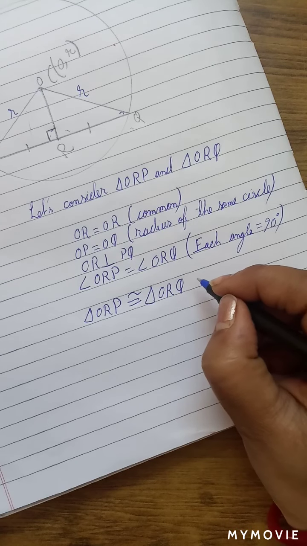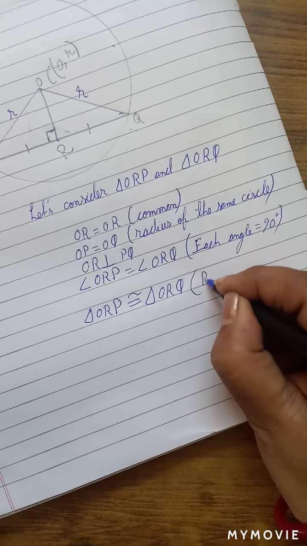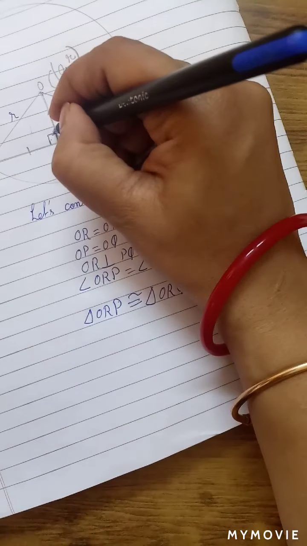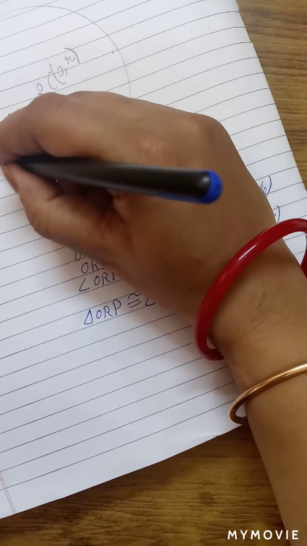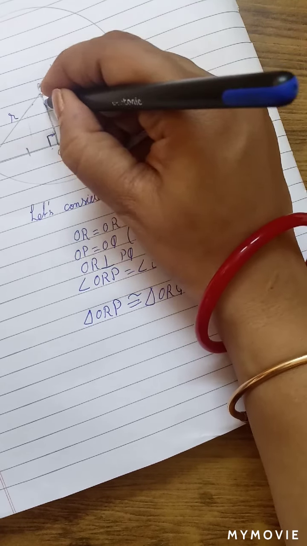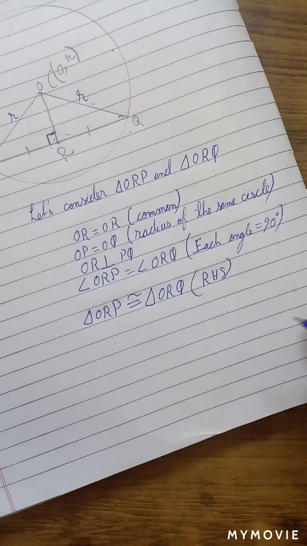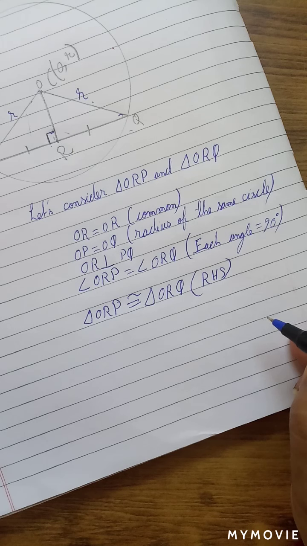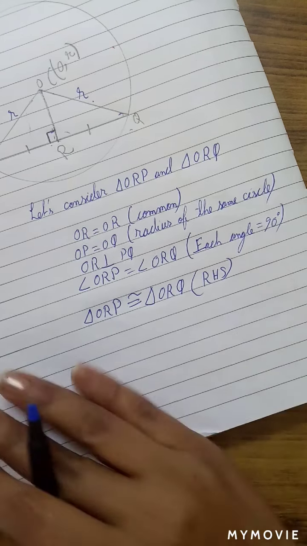And which congruence rule is it? This is RHS. This is the right angle. This is the hypotenuse, these two hypotenuses, and this is the side: right angle, hypotenuse, side. So using the RHS congruence rule, these two triangles are congruent.